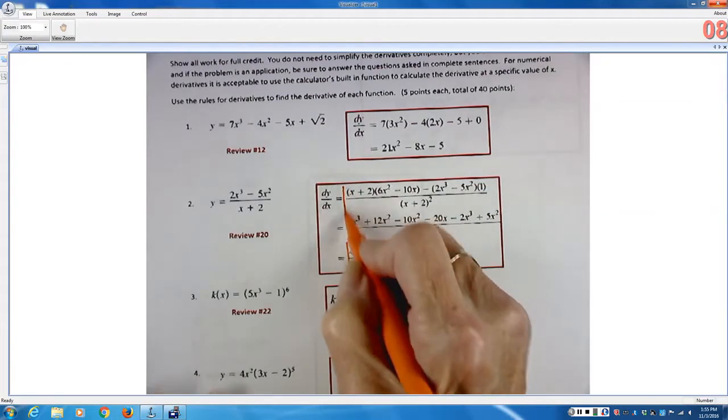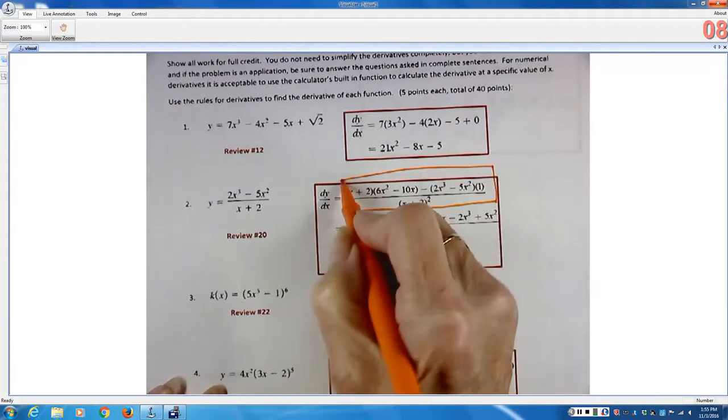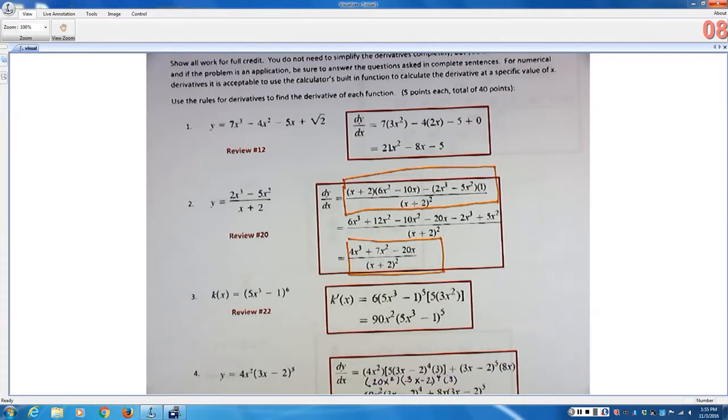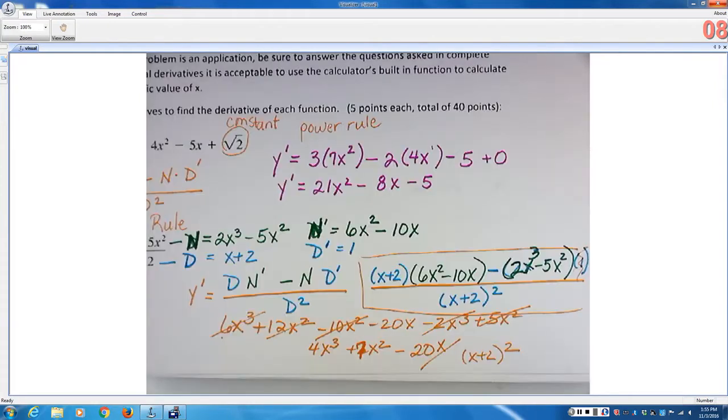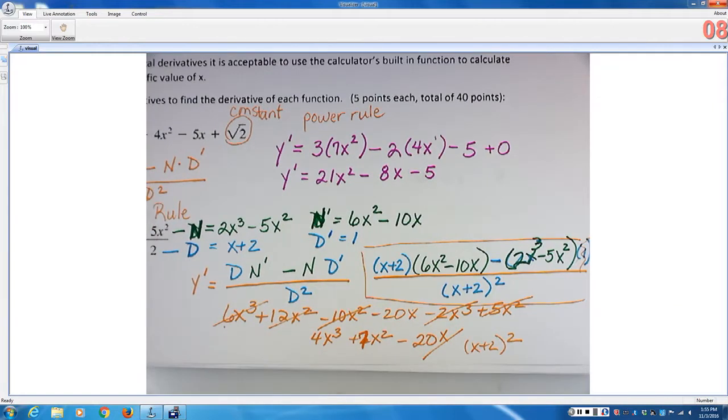But again, this first step is all you had to have. Let me see if I have any questions so far. That's fully simplified. I could probably fiddle around and see if I could factor x cubed plus 7x squared minus 20x. I could factor out an x, see if there's anything I can do. That's just more work. It's not going to look any better when I'm done. Okay?